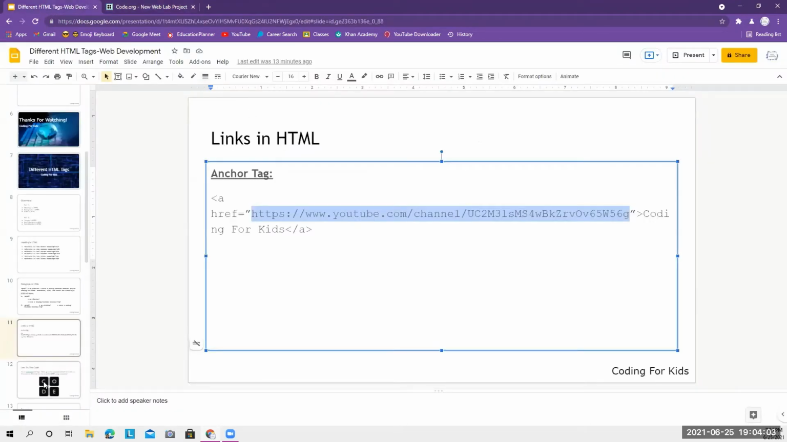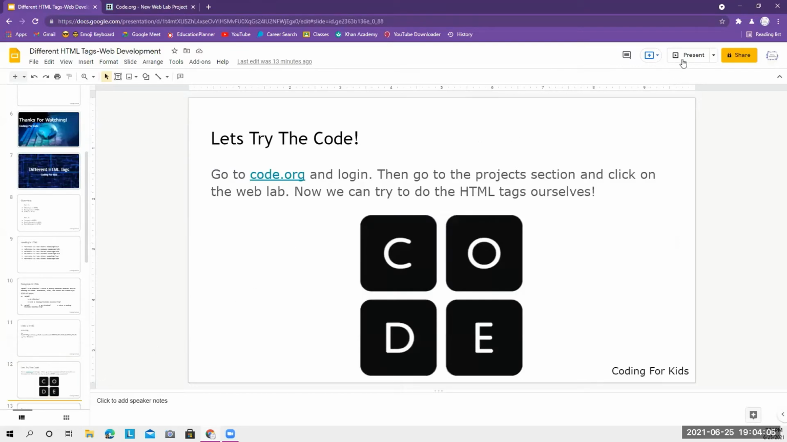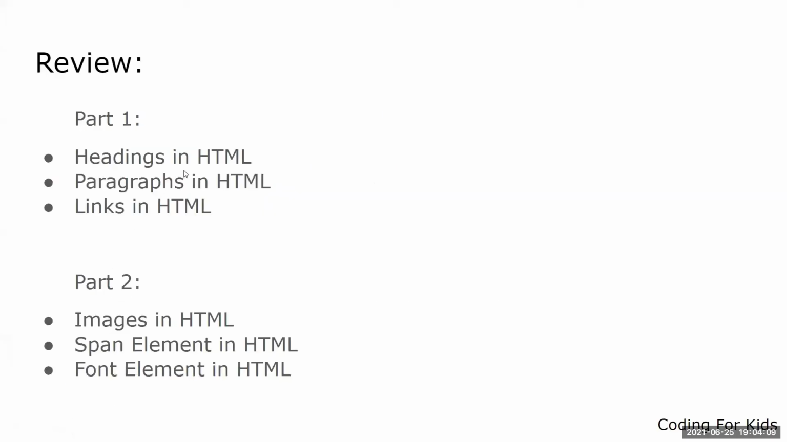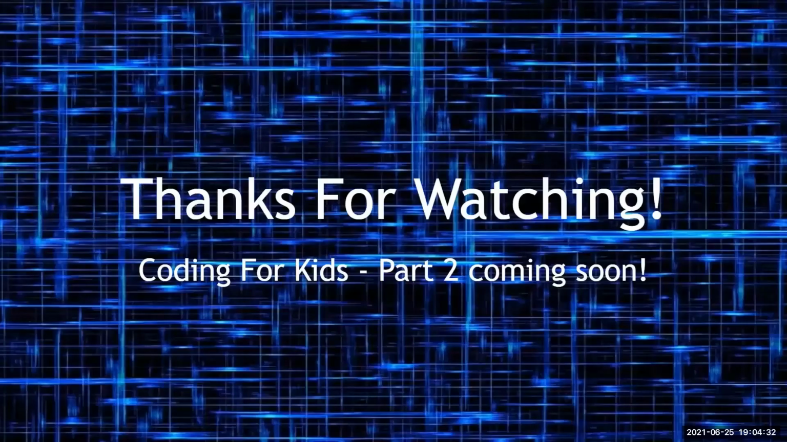So now we can, I guess, review what we did. So in part 1, we learned headings, paragraphs, and links in HTML. We also tried it out ourselves in code.org. And in part 2, we're going to learn images, the span element, and then the font element, all in HTML. And we're also going to try out those things in code.org.